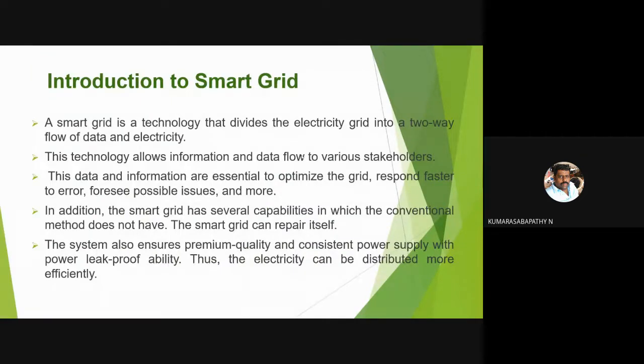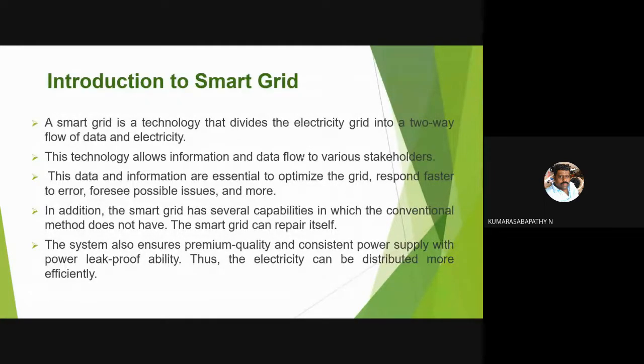So coming to a smart grid, a smart grid is a technology that divides the electrical grid into a two-way flow of data and electricity. This technology allows information and data to flow to your various stakeholders. This data and information are very essential to optimize your grid, respond faster to errors, foresee possible issues, and the other types of faults and the rectification solutions to be taken in a power sector.